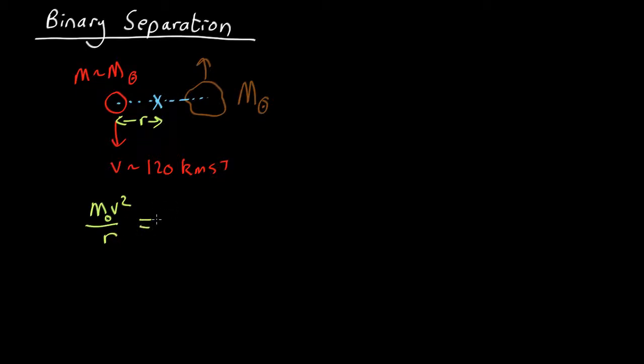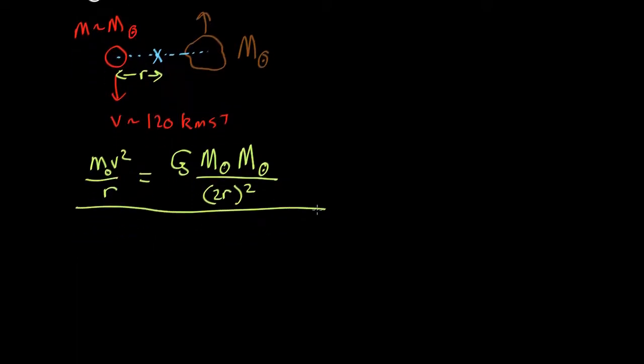Now what is causing the centripetal force? Well, it must be gravity between the two. So that's given by Newton's normal law of gravitation. So G, mass of the first object, mass of the second object, over the distance between them, which is 2r, squared. So that's balancing centripetal force against gravity.